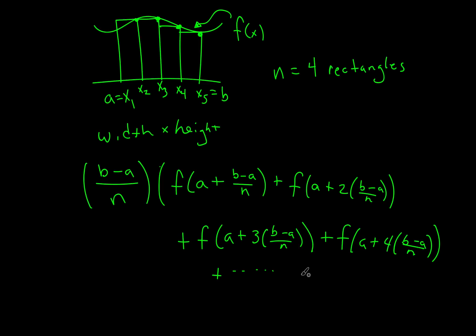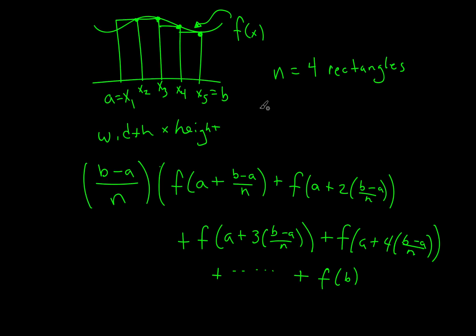And it would just continue no matter how many, and it would end at f of b, right? This would always be the last one. So in general, what we have here is a sum of evaluating the function at multiples of those widths.